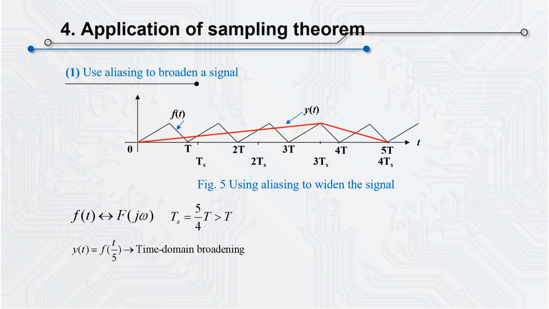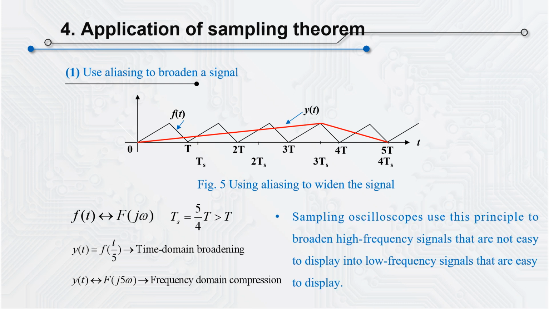In other words, the time domain is widened, and the spectrum of y(t) is equal to F(jω/5). Its frequency domain is compressed. Such a phenomenon is used in actual engineering. Sampling oscilloscope uses this principle to widen high-frequency signals that are not easy to display into low-frequency signals that are easy to display. We have all used oscilloscope.